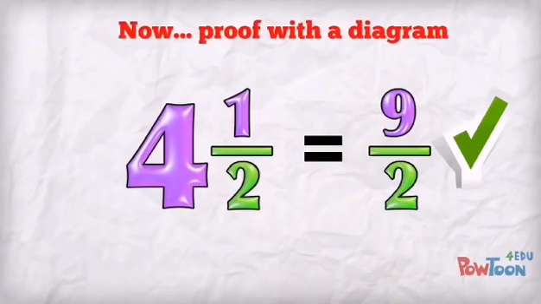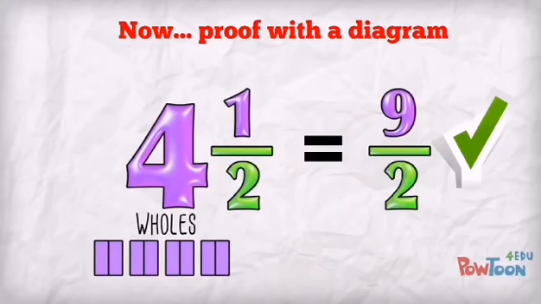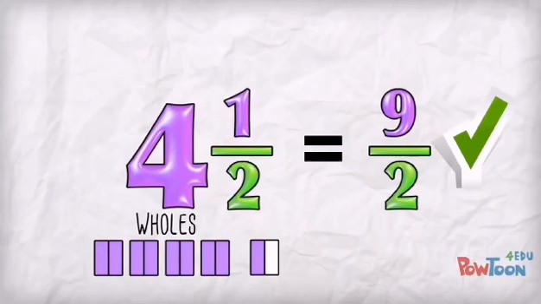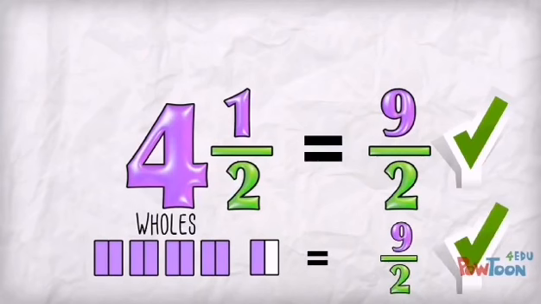And I can use a diagram to prove it. 4 wholes. Each whole is worth 2 parts, plus 1 more part out of 2. That's 9 parts out of 2. It's the same answer.